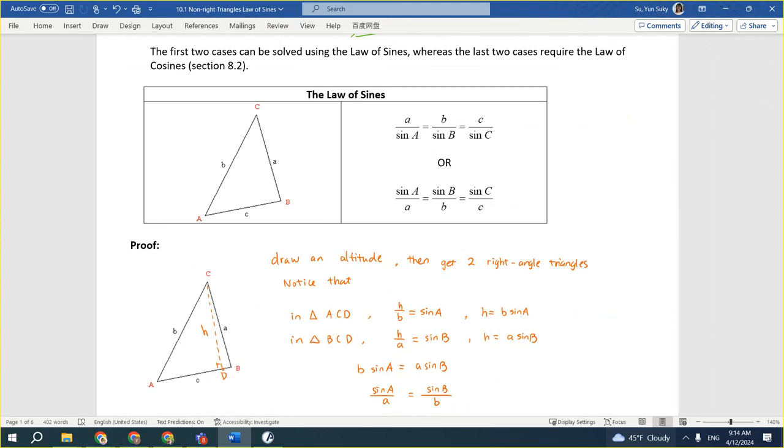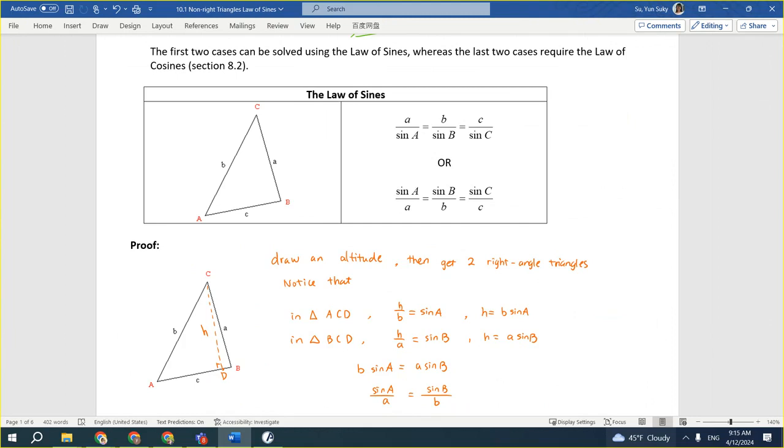And then in the triangle BCD, do you see this is angle B? The opposite is H, but the hypotenuse is A. So H over A, opposite over hypotenuse, is also sine B. When you solve for H, both sides multiply by A, you get H is A times sine B. So therefore, H being the same, we have B sine A equals A sine B.